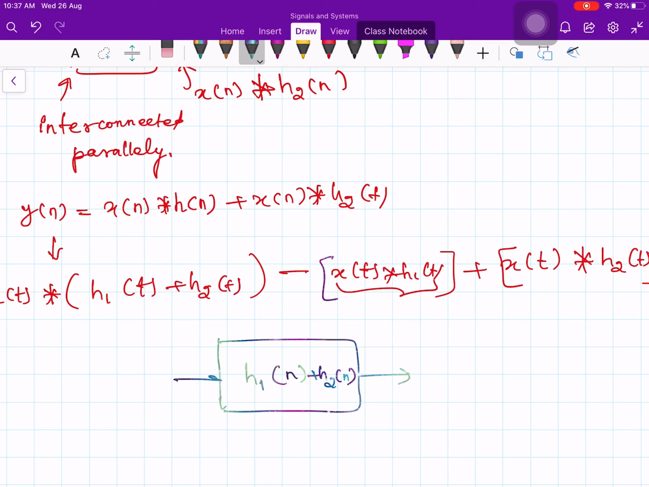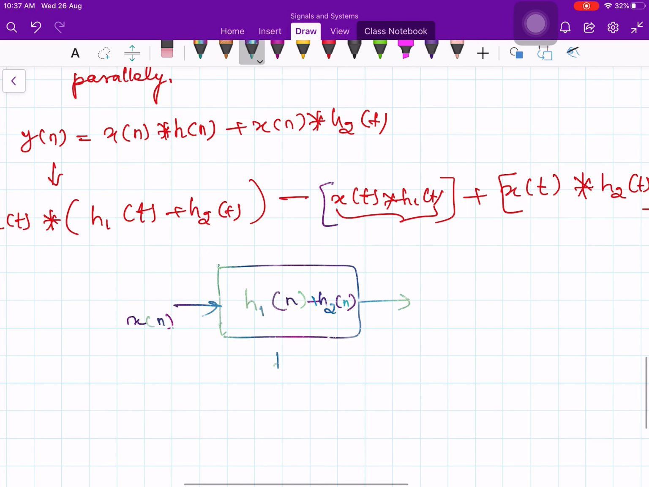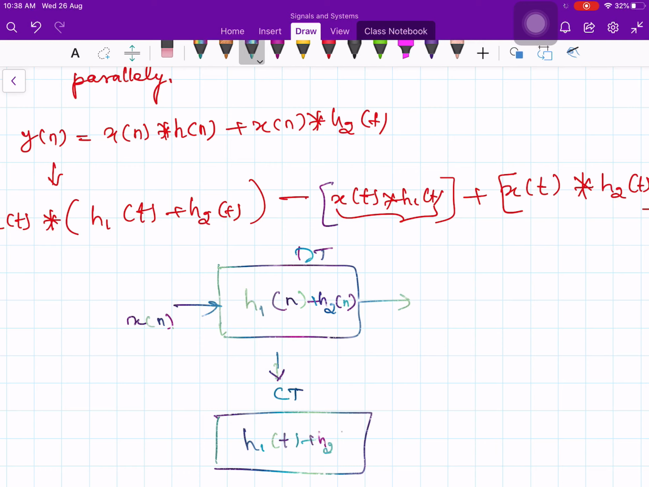Similarly for continuous time, this is for discrete time system. For continuous time system, you put h1 of t plus h2 of t. Now the input is x of n, then output is y of n. y of n is equal to convolution of x of n with h1 of t plus h2 of t. This occurs because of the LTI, linear time invariant system.